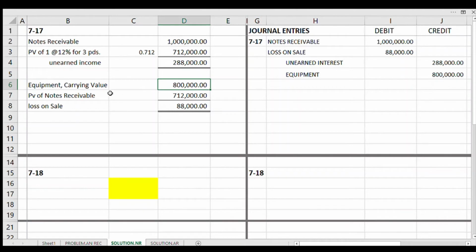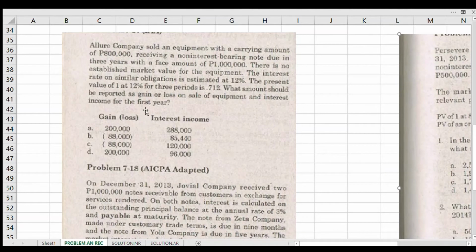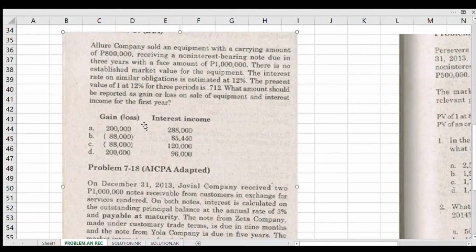So versus the present value of the note receivable, which is the purchase price, no? The present value of the note will be considered as the purchase price of the equipment. So there was a loss on sale of the equipment. So we were able to answer a sort of the requirement. So let us see.